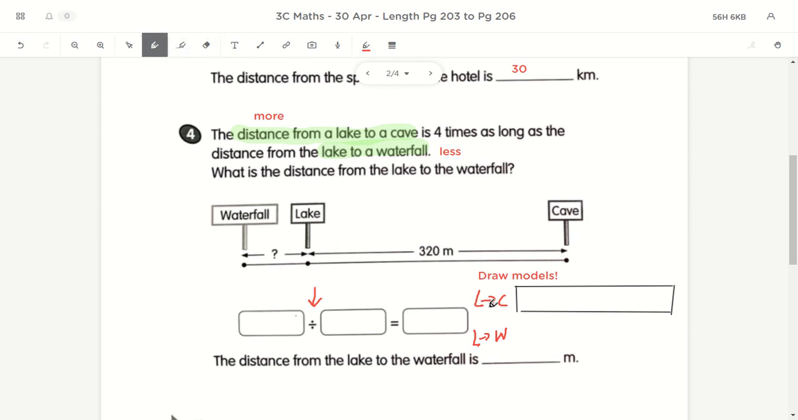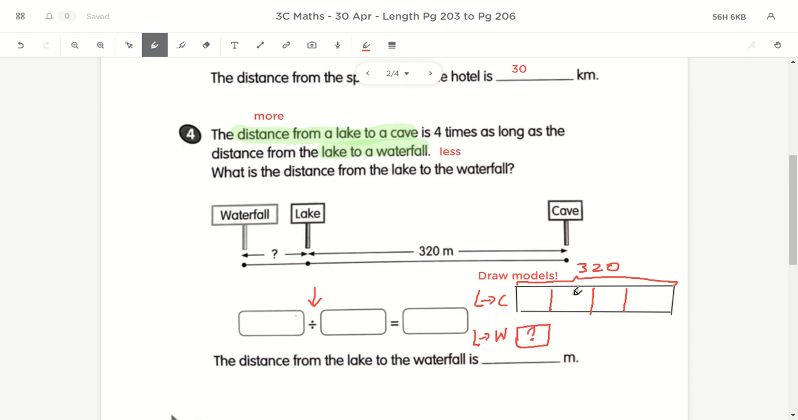So the distance between the lake and the cave is 4 times, so I cut it into 4 parts. Lake to the cave is 4 times, so lake to waterfall is just 1 unit, which is like this. Okay, so let's put some numbers down. I know this 320 is from lake to cave, so lake to cave over here, this is 320. They are asking what's the distance from the lake to the waterfall, which is here.